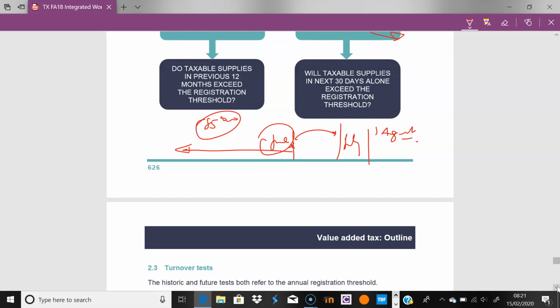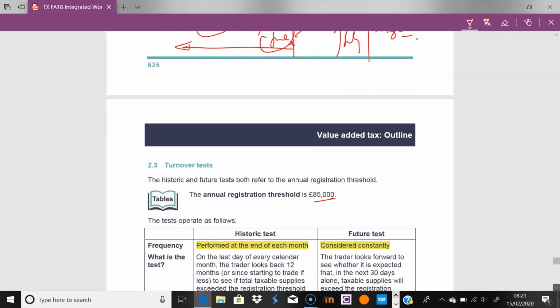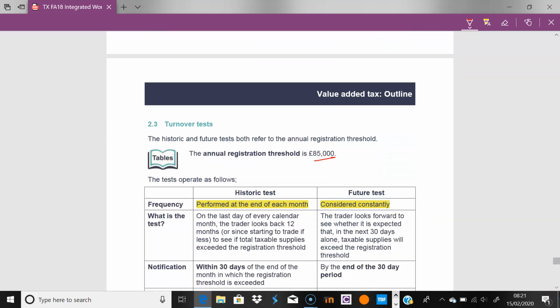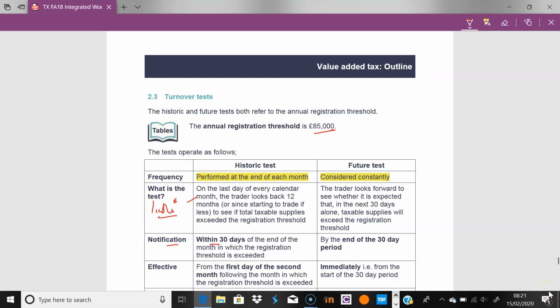Looking at it here, we see that, like I said earlier, the annual registration threshold is 85,000, and the historic test is done at the end of each month, looking back 12 months. Once you get to the end of the calendar month, that is when you become liable. That date is when you have to think, okay, what do I do next? That's what they mean by liability. In terms of notification, it's within 30 days, and it's effective from the first day of the second month following the month in which the registration threshold is exceeded.